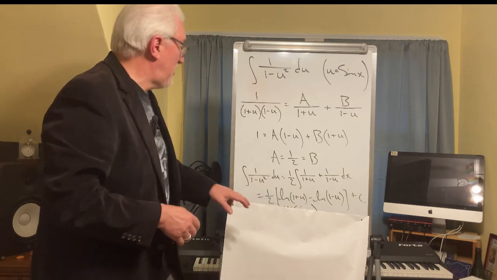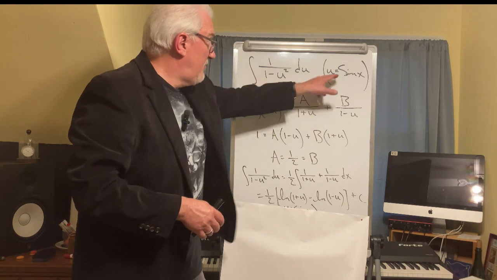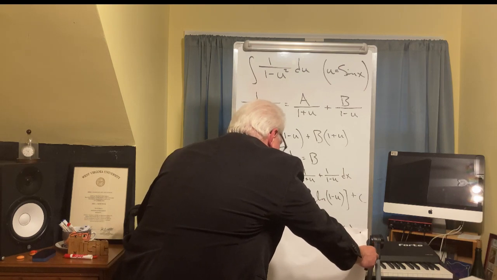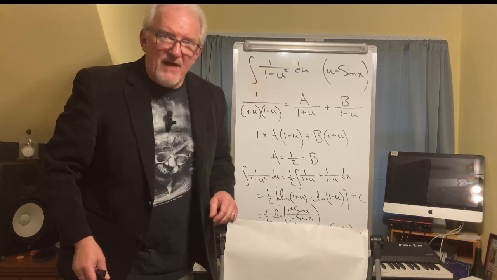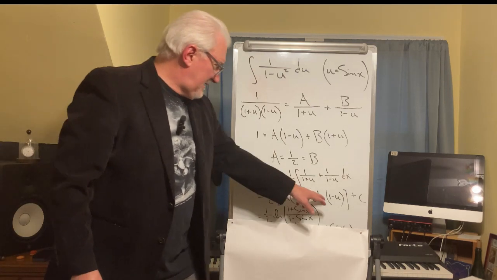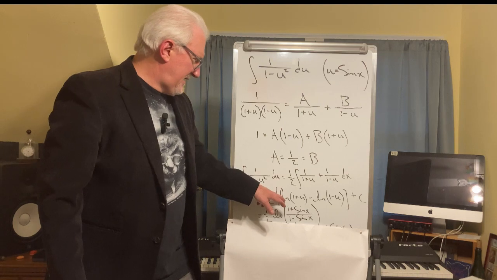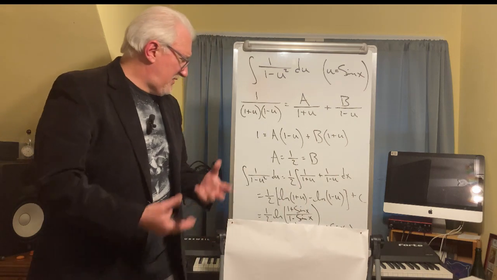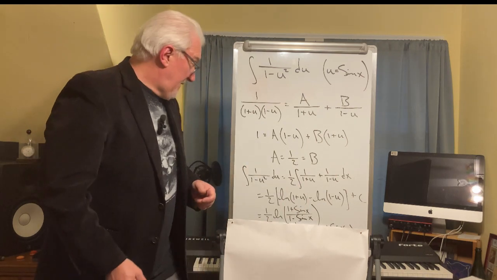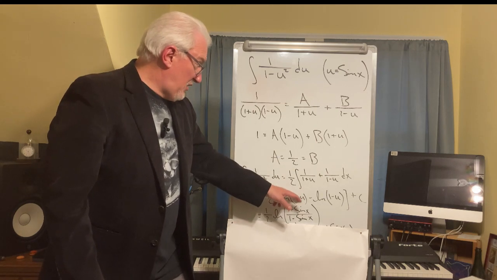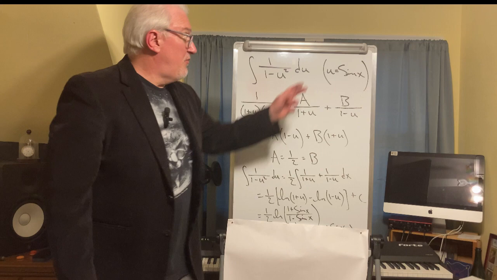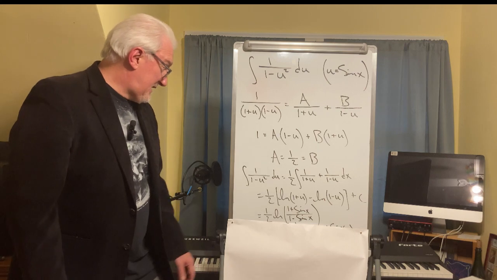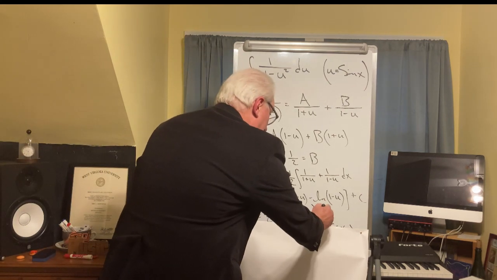And that's very nice because remember, u is equal to sine of x. And so substituting that back in and taking advantage of properties of logarithms, the natural log of an expression minus the natural log of another expression is going to be the natural log of the quotient of those expressions. So natural log of 1 plus u over 1 minus u, again, u is equal to sine of x. So that's going to be the natural log of 1 plus sine of x over 1 minus sine x plus our constant of integration.